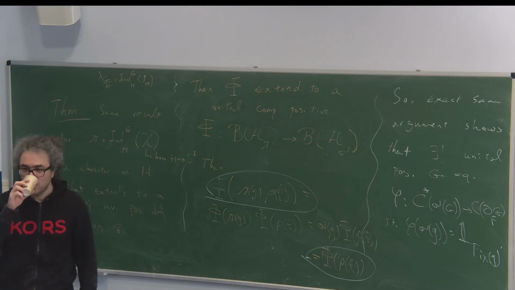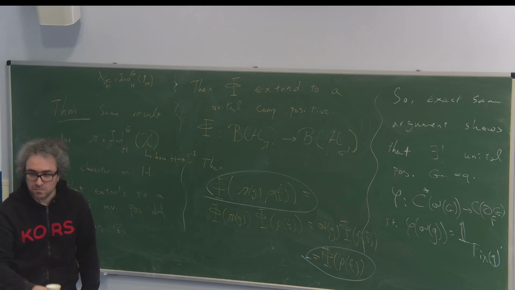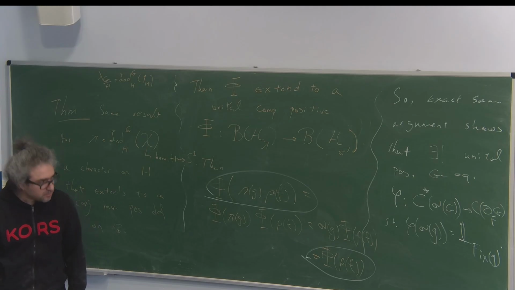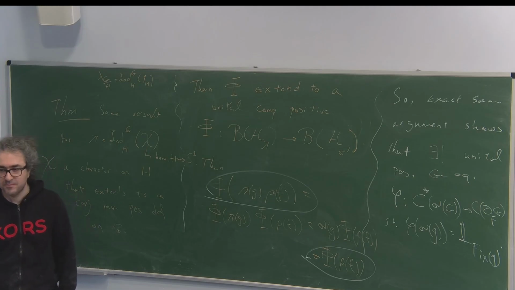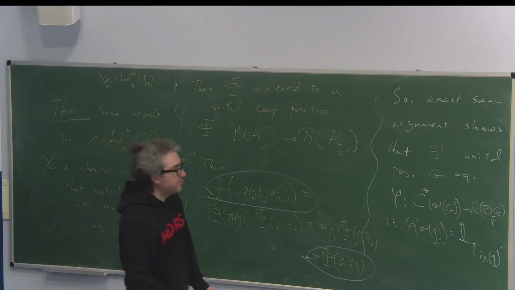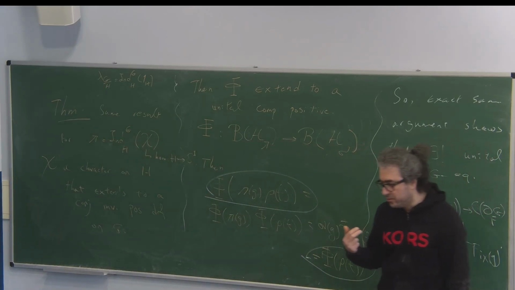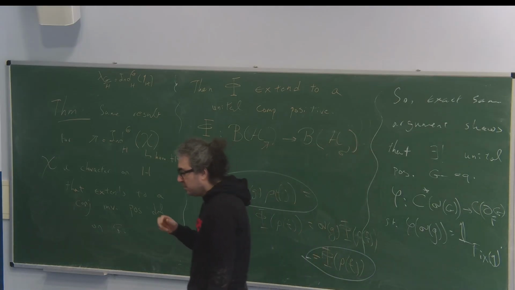So probably it's already in your paper, I don't remember, but I think that something similar should hold for the Koopman representation, right? Yes. So can you prove C-star simplicity in some cases? Yes. For example, for the Koopman representation.